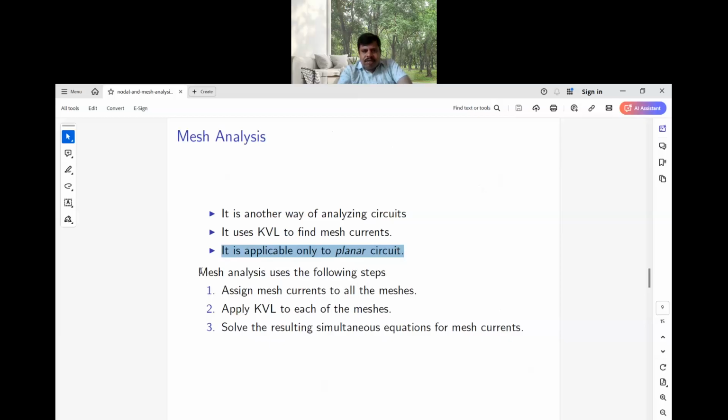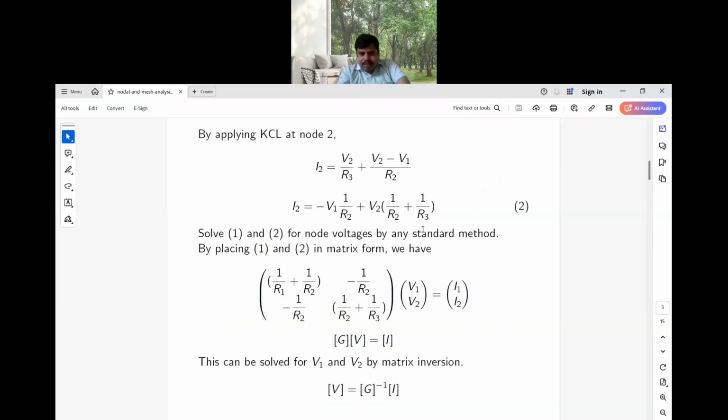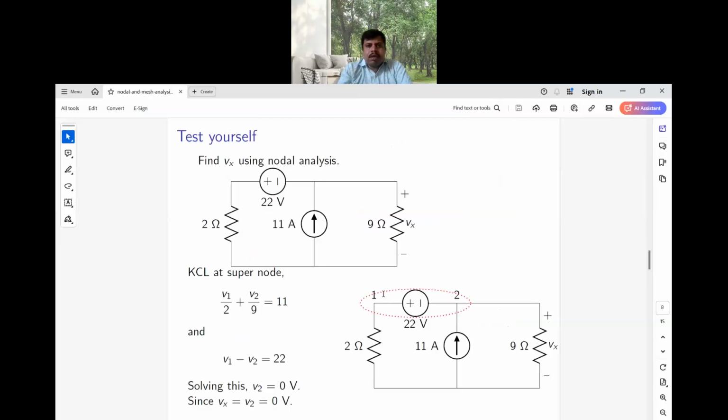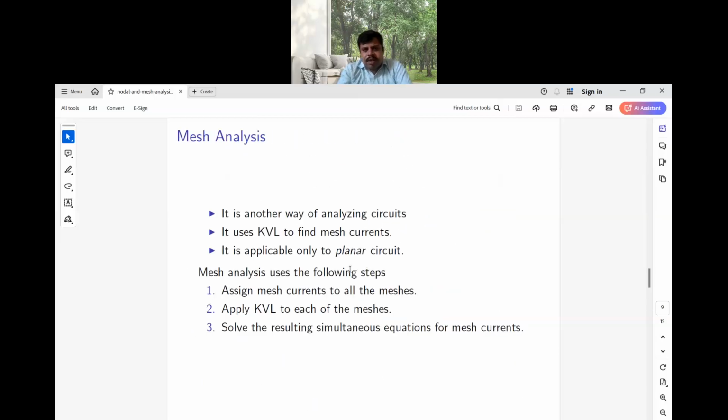Okay, mesh analysis uses the following steps. Assign mesh currents to all the meshes. Mesh means loop. Mesh analysis is loop analysis. Apply KVL to each of the loops. Then solve the resultant simultaneous equations for currents. In mesh analysis, what you are getting is loop currents, whereas in nodal analysis, what we are getting is node voltages. Clear? So now let us see how it will be implemented.